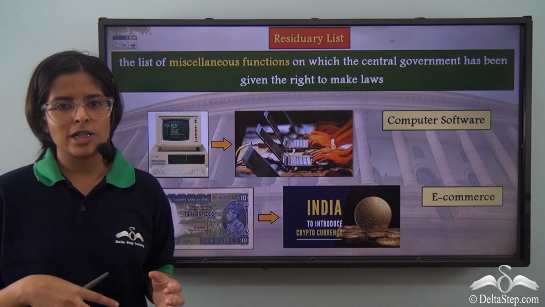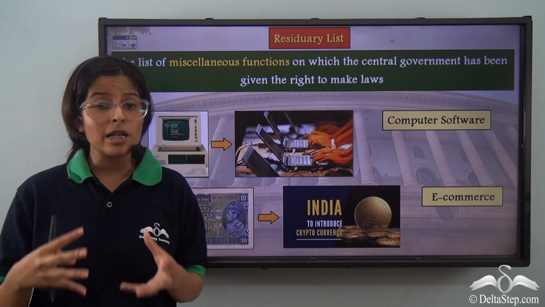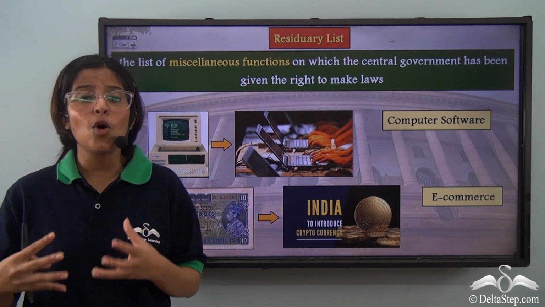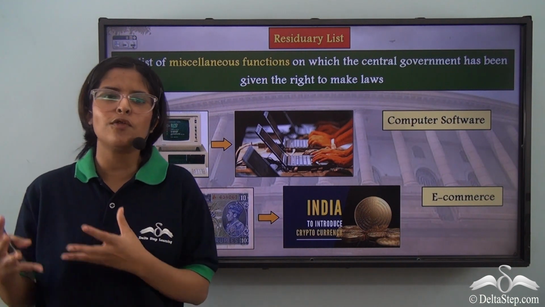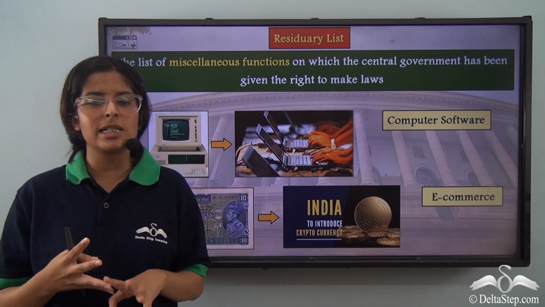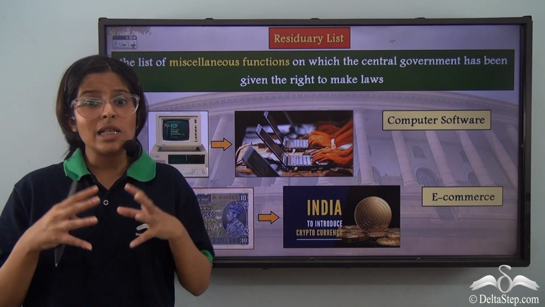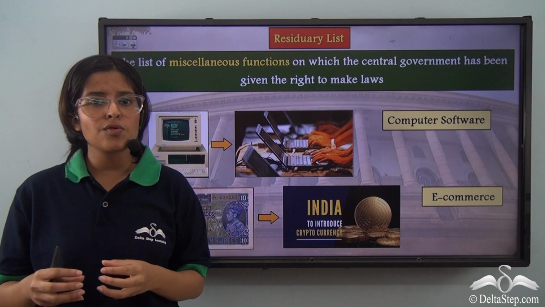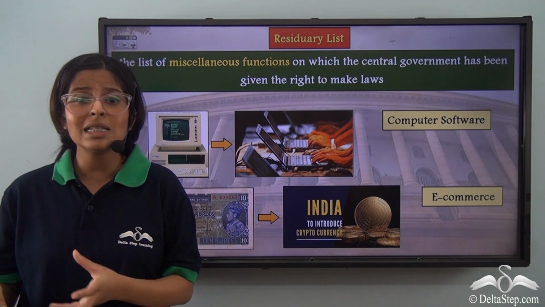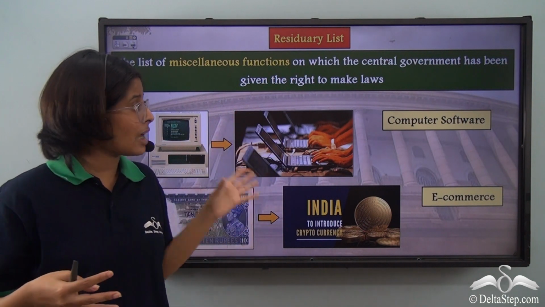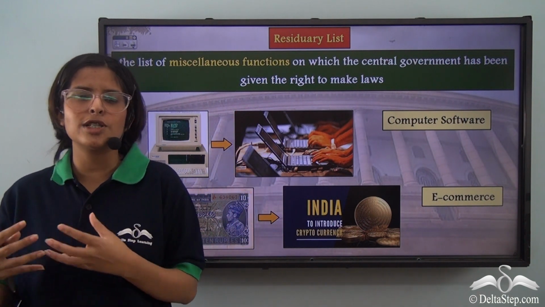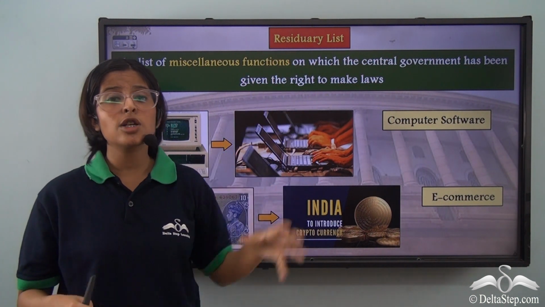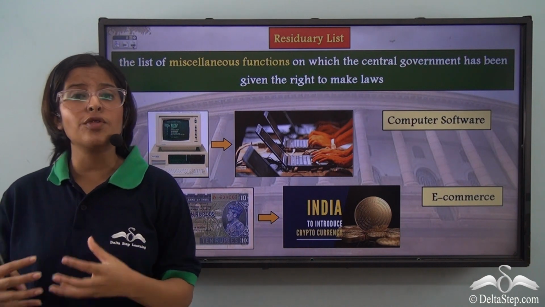The framers of our constitution, when they created the constitution, did not even imagine that these things would be there today. So, of course, these matters or these subjects did not make it to any of the lists, not the union list, the state list or the concurrent list. So, these matters and subjects go into the residuary list. Residuary comes from the word residue, which just means left over. So, these subjects got left over when the constitution was made. So, the subjects which are included under this residuary list fall under the legislative powers of the central government.